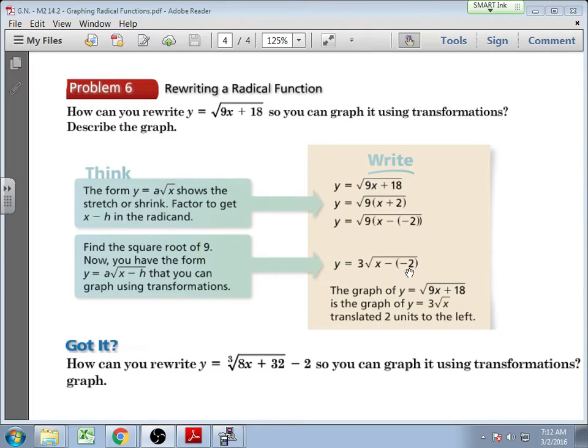This is still going to be a horizontal shift, and since it would actually be x plus 2, we know it's counterintuitive. It would actually shift 2 units to the left.